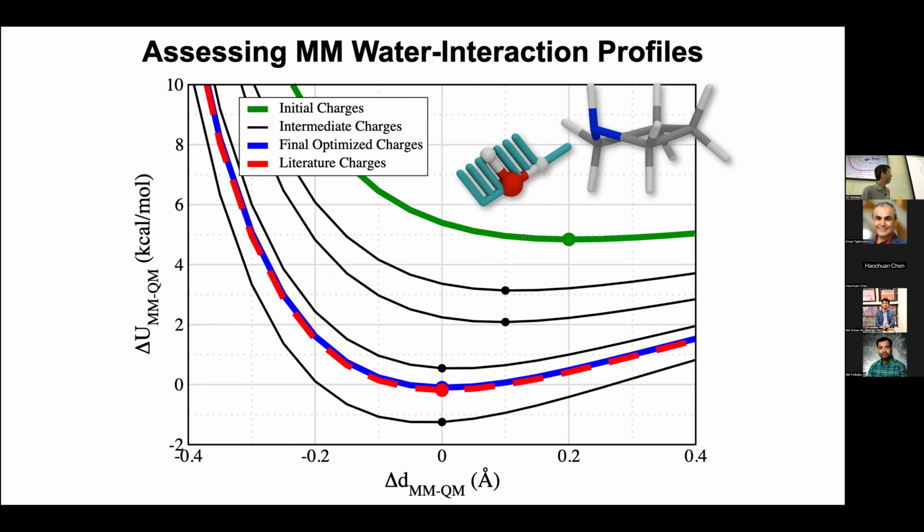Green is where it starts, and you can see how it progressively gets closer and closer until eventually reaching, in blue, the final optimized charges, and you see that it matches very well with the literature. And not just at the 0, 0 point, but at different distances too. It also matches very well. That's produced by ffTK.